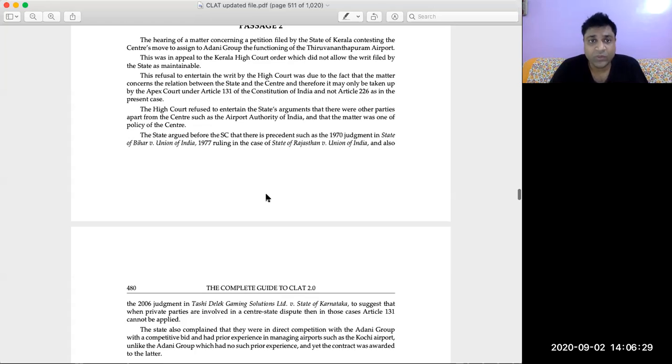The High Court said that this is a matter which is a dispute between the Centre and the state. A dispute between the Centre and a state is under Article 131 to be heard by the Supreme Court only, not by any High Court or any district court. That's why they said that you please approach the Supreme Court. You have come before the wrong forum. That's why we have rejected your claim.